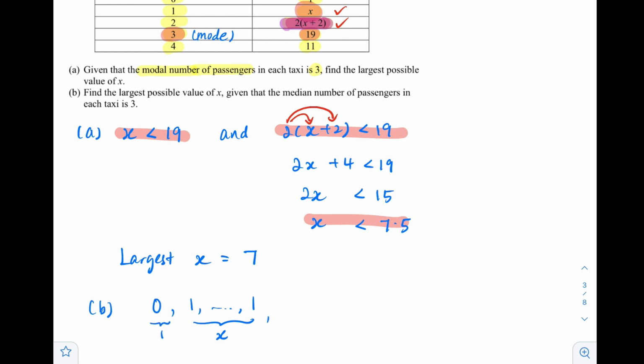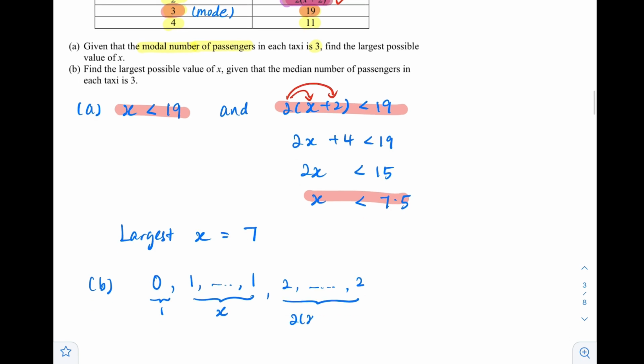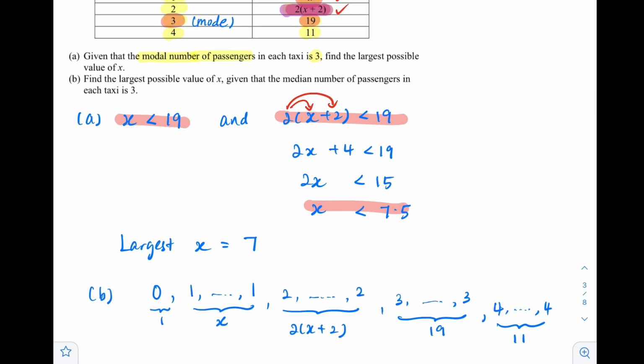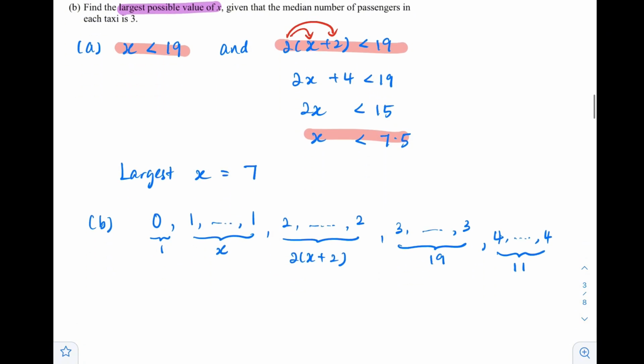And then we have a lot of 2's. How many exactly? We have 2 times X plus 2 2's. And then we have 19 3's. And finally, we have 11 4's.